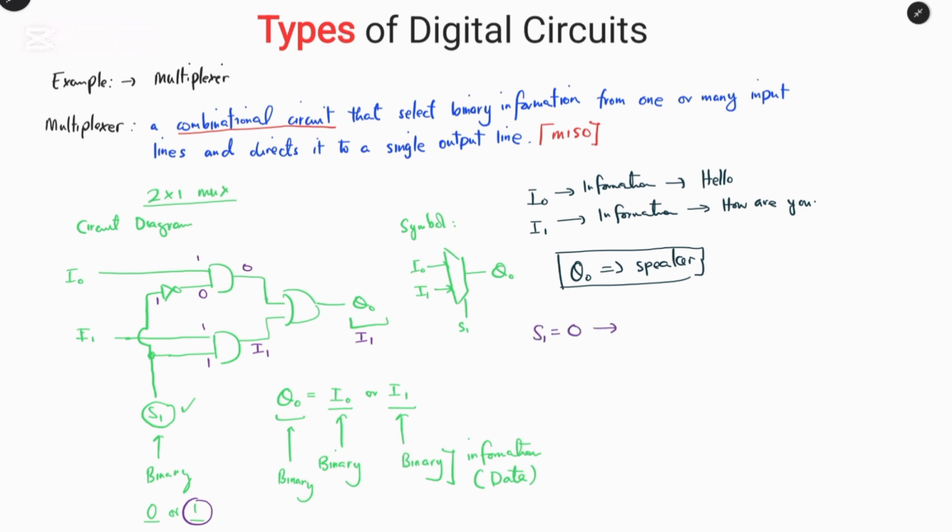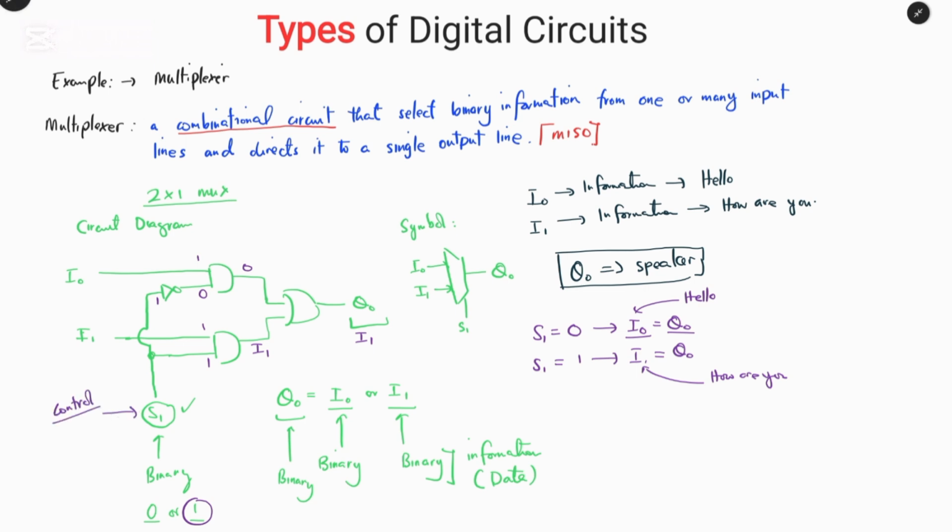So we can now see that when the select line is equal to 0, we have I0 which is equal to Q0. That means the output will be the input I0. So whatever information such as hello will pass through the output. And when the select line is equal to 1, then we have I1 which will pass through to the output Q0, which is the how are you. So we normally control which input will appear at the output by controlling the select lines. So the select lines become our control.